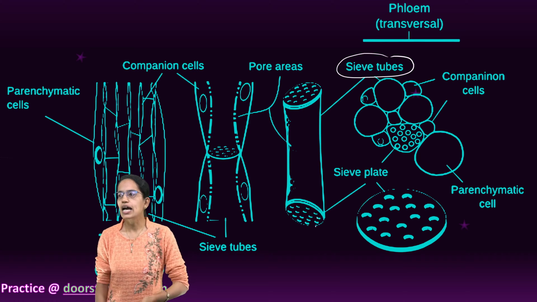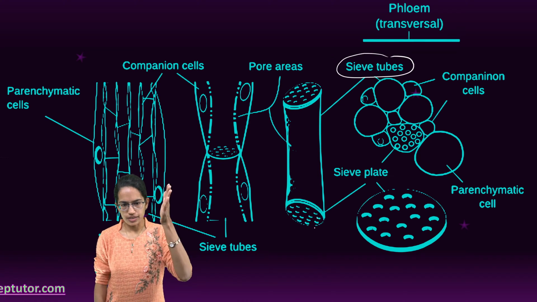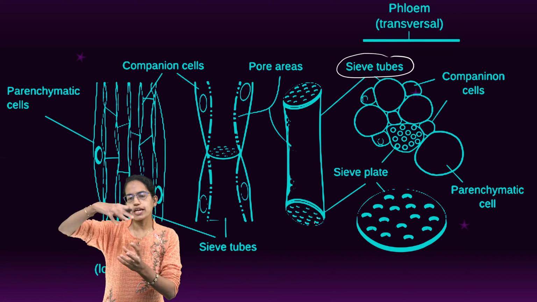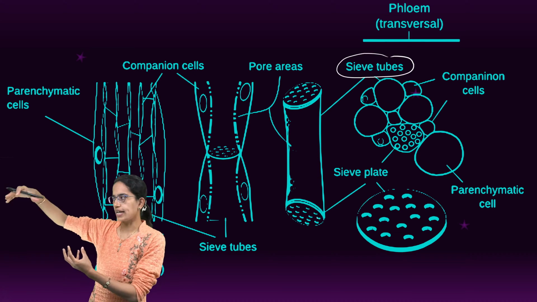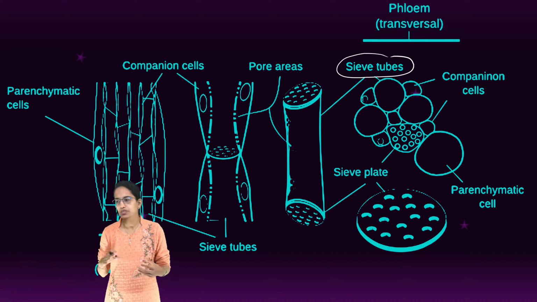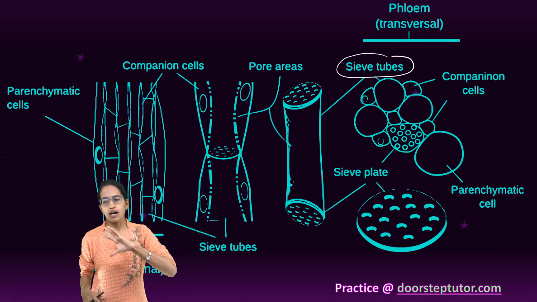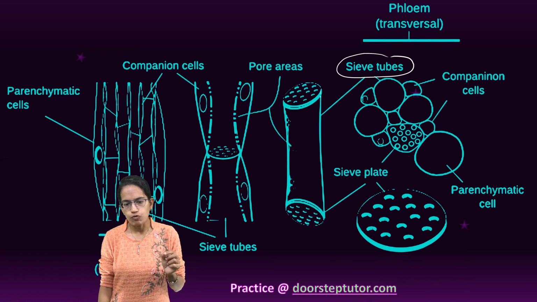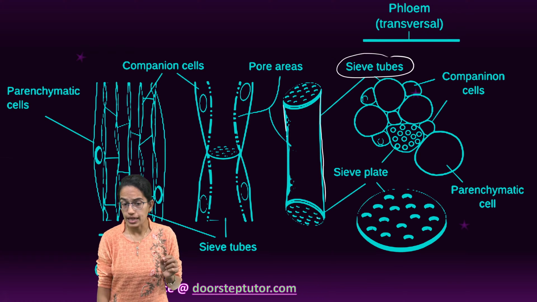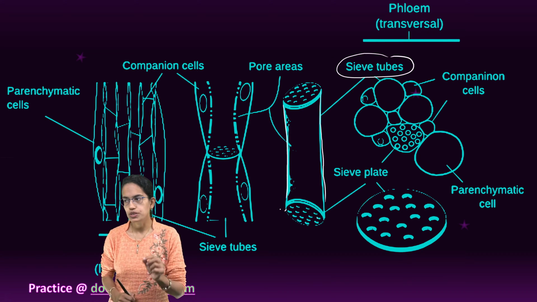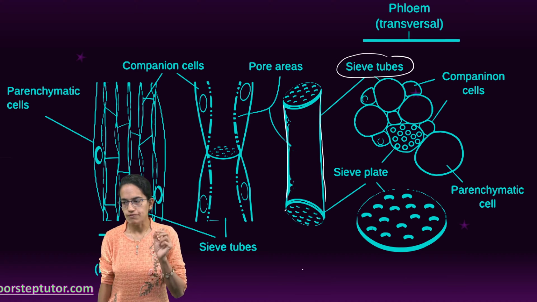plates, and these are cylindrical conducting tissues which are arranged end to end. So one, next, next, next. So it's an arrangement which is seen. They are mature cells without any nucleus, but the walls which are present are thin in the case of sieve tubes. Very, very important, sieve tubes have thin walls.